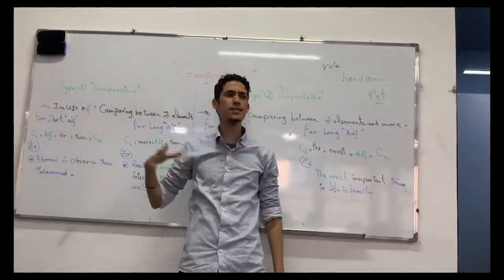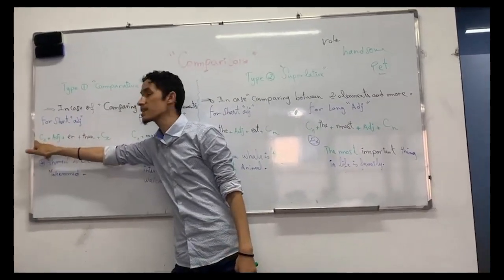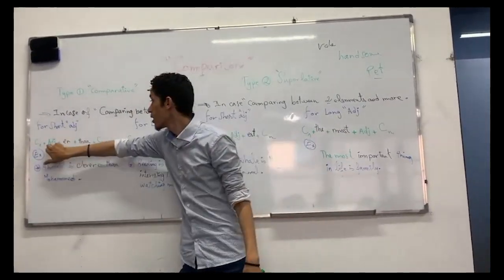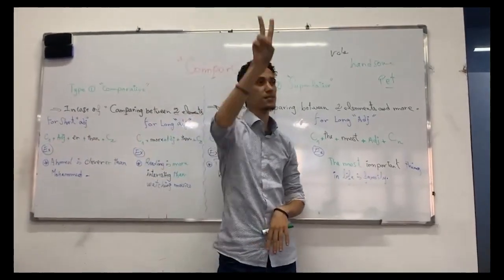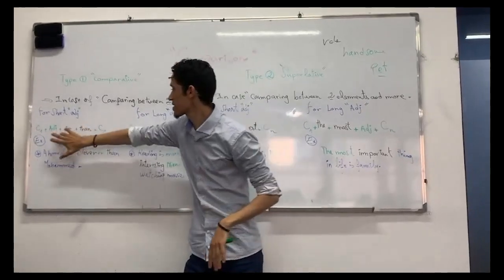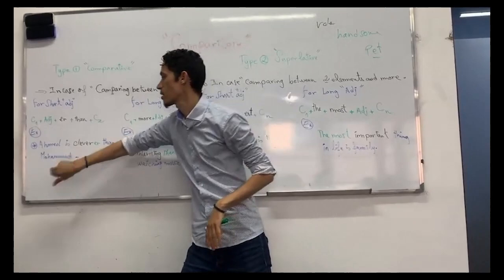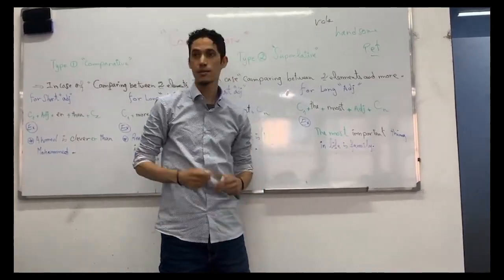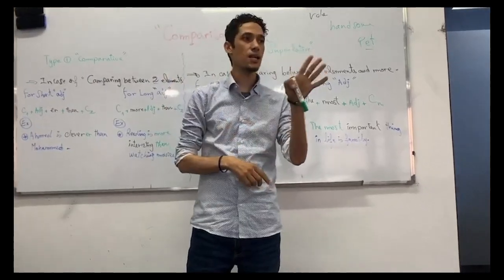Okay, so in the case of a short adjective, what do we do? This is the rule. C1 هو المقارنة الأول plus adjective plus ER plus then plus C2. Clear? So example, Ahmed is cleverer than Muhammad. What is clever? This is the adjective. Smart, genius, or intelligent. Very good.